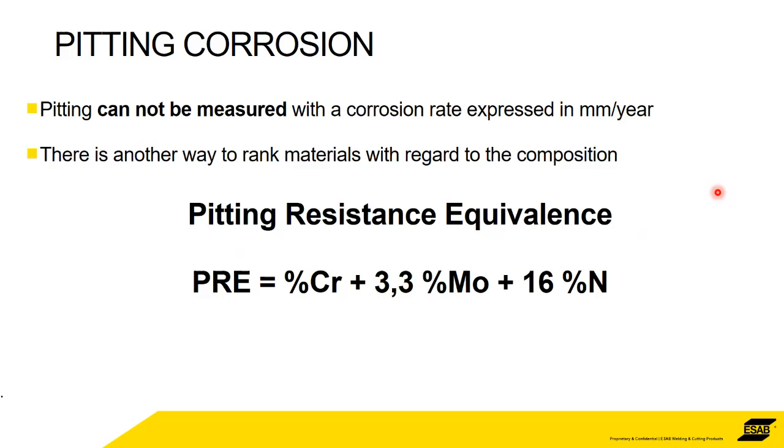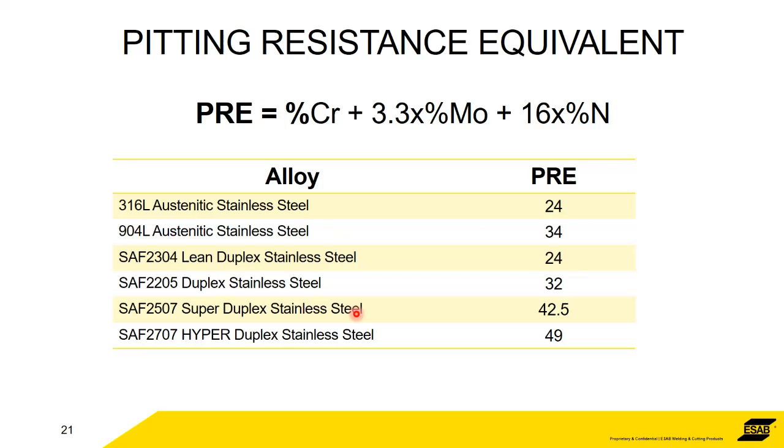It's not expressed in terms of a corrosion rate, in millimeters per year, but there is a scale. This pitting resistance equivalent, the PRE number, is a scale that we use to rank materials on how resistant they are to pitting. And it's based purely on the composition of the metal. So the more chrome, the more molybdenum, the more nitrogen, the bigger this number. The bigger the number, the more resistant that metal is to pitting. To give you some idea of the scale, a 316L austenitic stainless steel has a PRE number of 24, whereas something like a super duplex, 25% chrome super duplex, has a PRE number of 42.5.